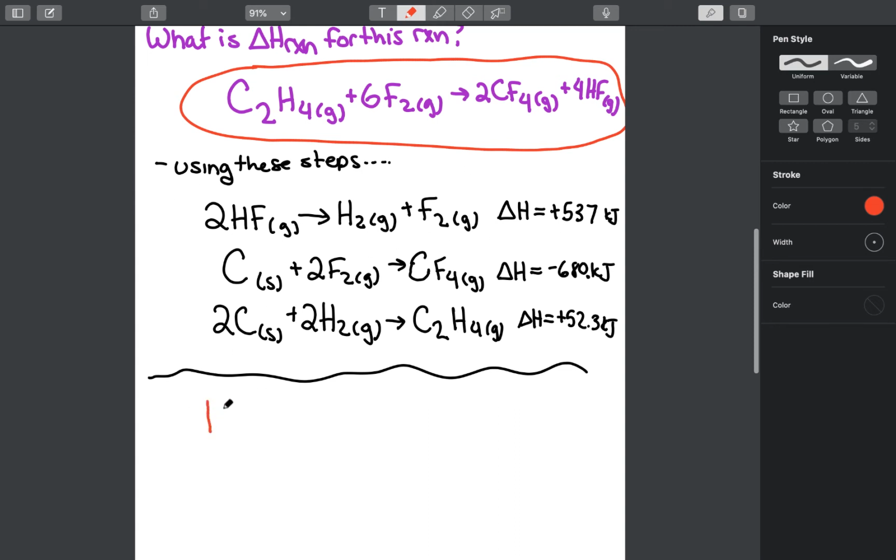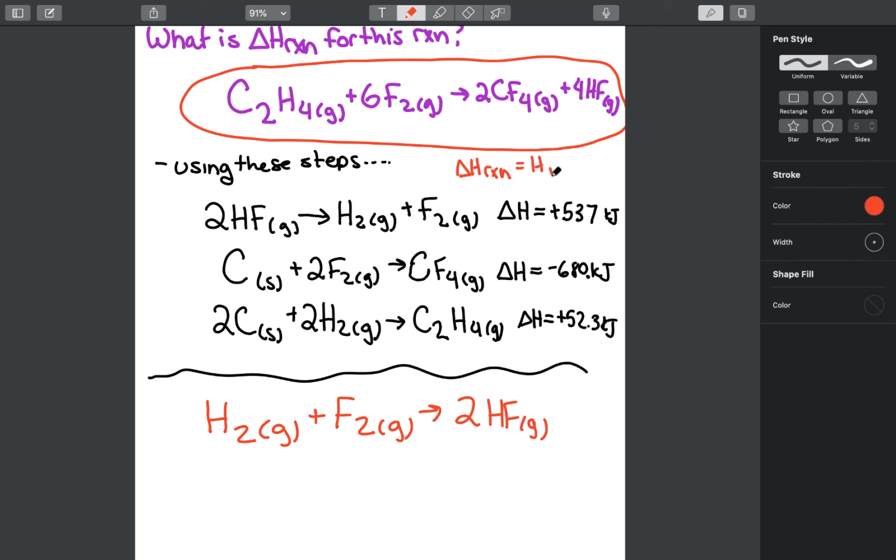So when we flip this reaction, we will get this. Now, what happens to our delta H value? Well, all we have to do is reverse the sign of our delta H value. Well, why is that the case? Well, recall that delta H of the reaction is equal to H of the products minus H of the reactants. Therefore, when we switch the reactants and products with each other, all we're doing is we're keeping the magnitude the same, but we're just switching the sign. So that's why this number turns from a positive to a negative. So our number will become delta H is equal to negative 537 kilojoules.